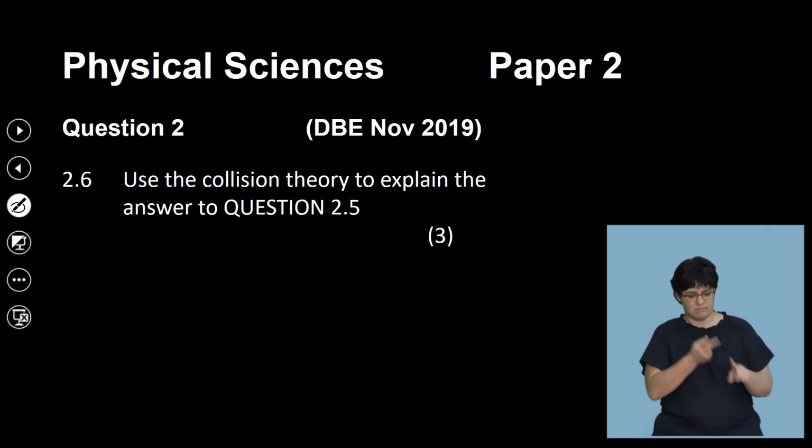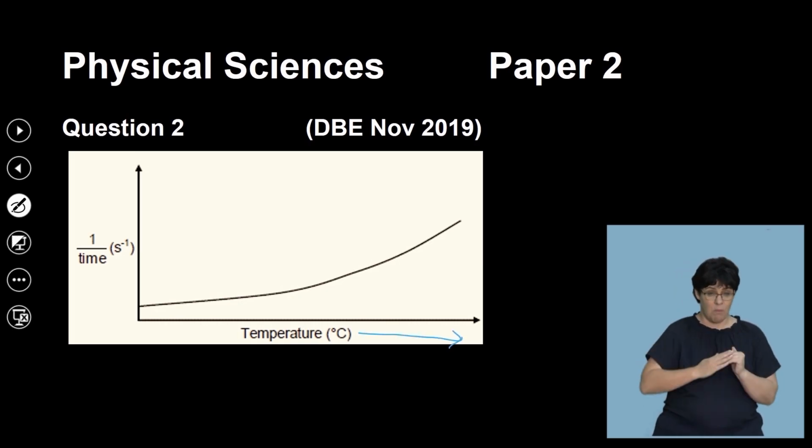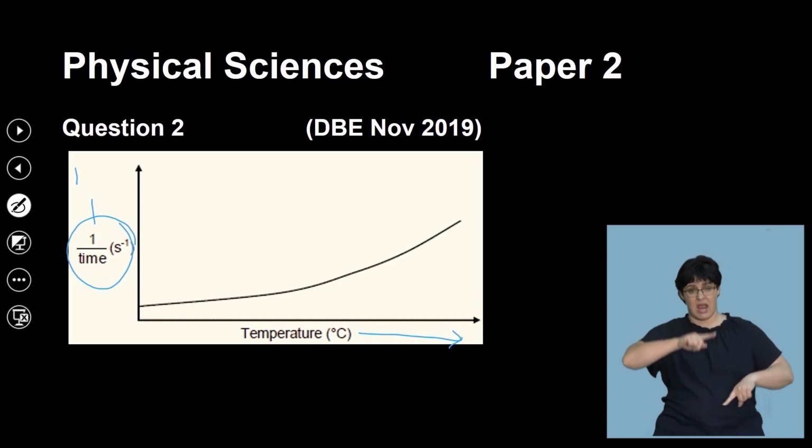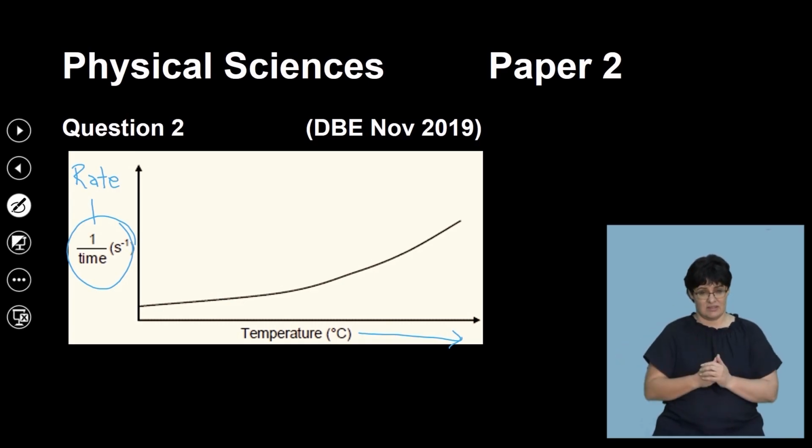If you go back to the graph, you'd realize that as temperature increases, the rate of reaction, this is actually a rate of reaction if you come to think of it, because the time taken to complete the reaction will depend on the temperature. So we can safely say that rate of reaction effectively increases with temperature.